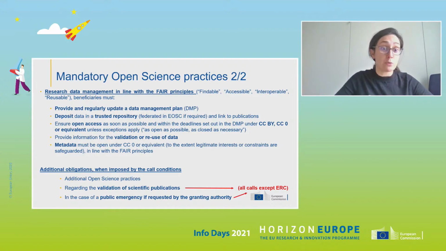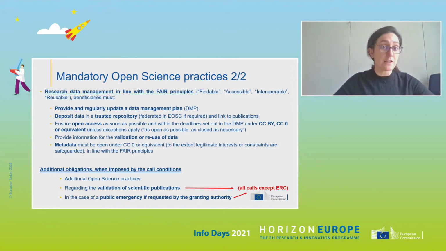Our beneficiaries will have to provide and regularly update a DMP, a data management plan, deposit data in a trusted repository, sometimes the call conditions will require that this repository is federated in the European Open Science Cloud, provide links to publications, if the case, and ensure open access as soon as possible and within the deadline set out in the DMP under a Creative Commons Attribution License or a public domain dedication or equivalent, unless exceptions apply. So here the principle as open as possible, as closed as necessary, applies to research data. For publications, if there are publications, open access has to be provided, full stop.